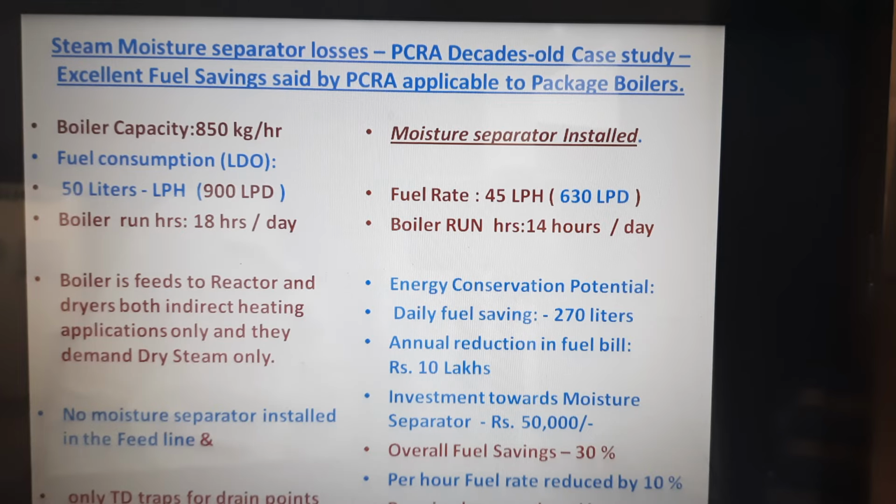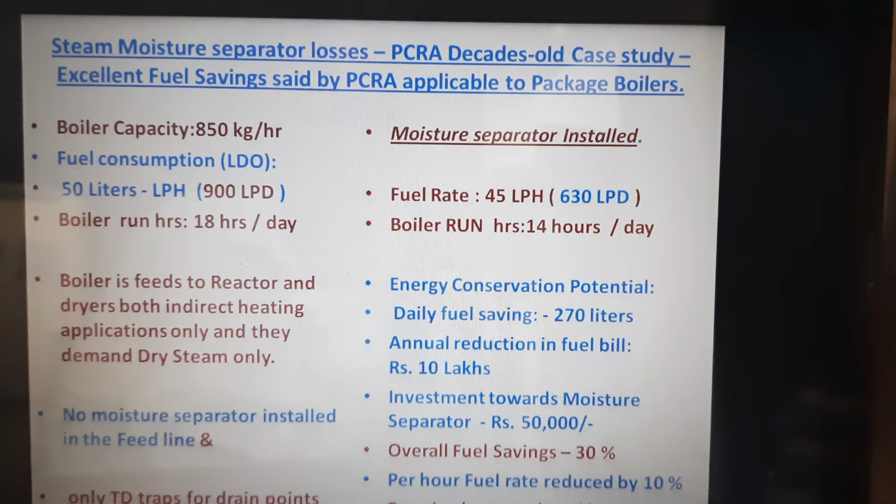On the left side you can see the boiler without a moisture separator. The boiler runs for 18 hours a day, and it is given for indirect heating for any of the process requirements. You can see the thermodynamic or thermostatic traps or the float traps, everything is maintained at the equipment side, at the delivery side, and the return line of the equipments. But at the input of the equipment, the moisture separator is not there. The moisture separator is now installed between the boiler and the equipment.